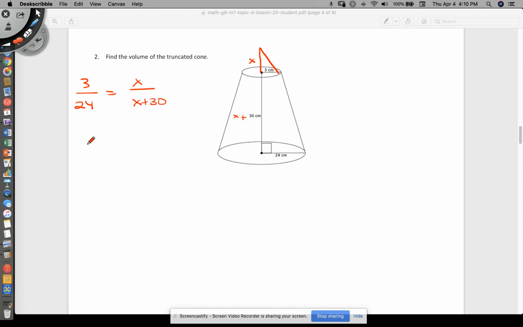Go ahead and do your cross multiply and tell me what your x comes out to. If you need to pause the video, go ahead and do so.